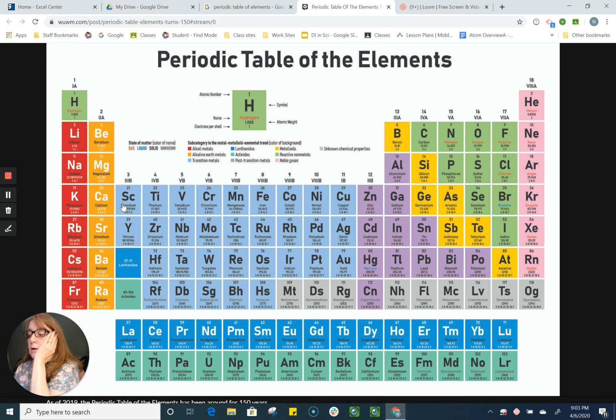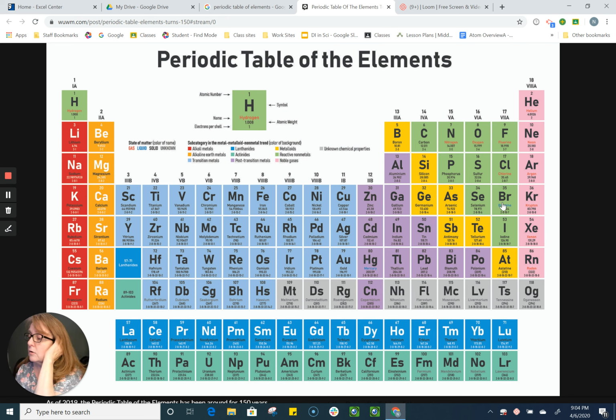Then you have transition metals through here. And these right here, there's like a stair step here. These are called the metalloids. And it depends upon what kind of conditions or what they're combining with. Sometimes they will act like metals, and sometimes they act like nonmetals.